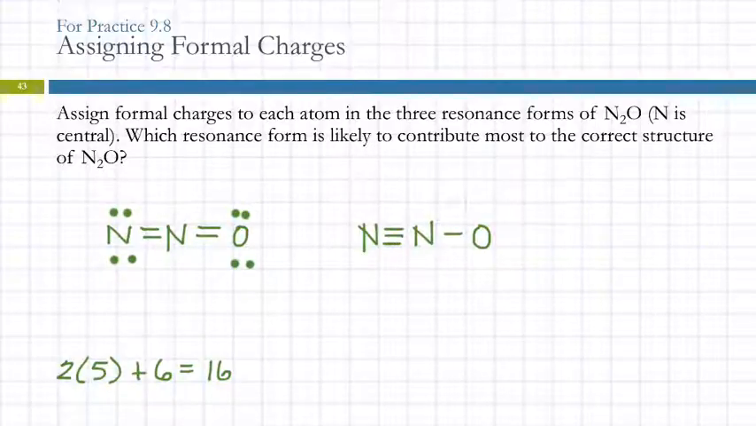So let's put a triple bond there and leave a single bond over here. 2, 4, 6, 8, 10, 12, 14, 16. You can get octets that way. What else could we do? Put the triple bond between the nitrogen and the oxygen.